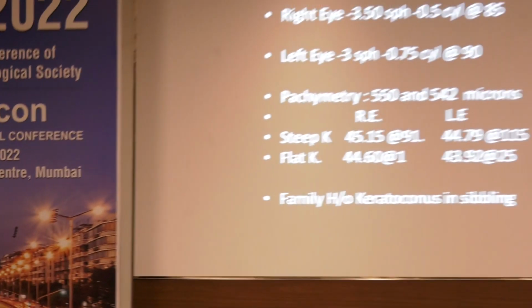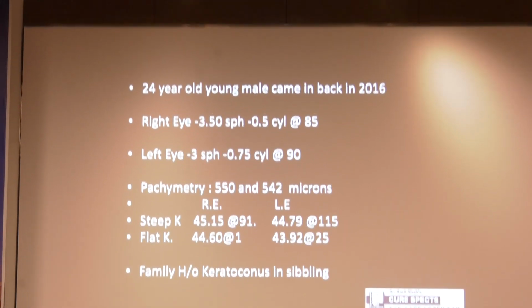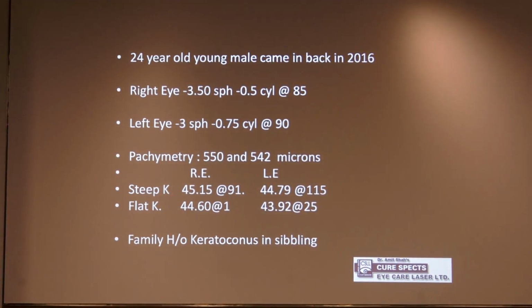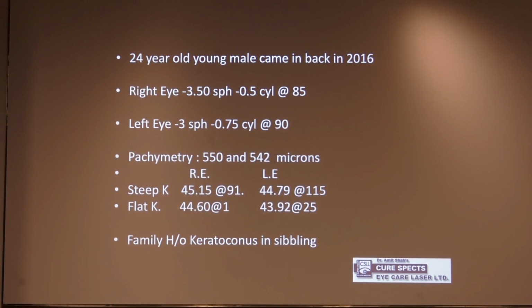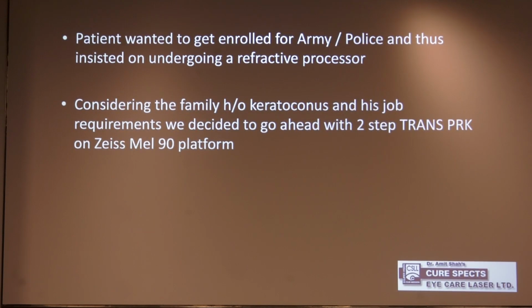Okay, so I think all of us are doing surface ablation, I guess. I had a 24-year-old young patient who came to me in 2016. He had a modest refractive error of -3.5 sphere with -0.5 cylinder in the right eye, and in the left eye it was -3 sphere with -0.75 cylinder, with absolutely normal other parameters. The only catch was he had a family history of keratoconus in a sibling. The patient wanted to join the army or the police. He wanted absolutely 6/6 vision, and he was so determined that he wanted to undergo a refractive procedure.